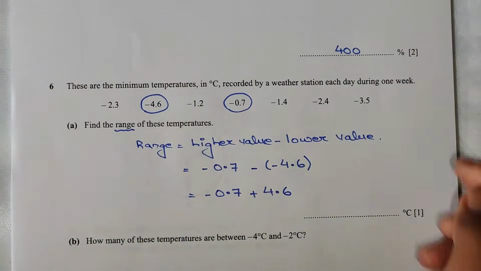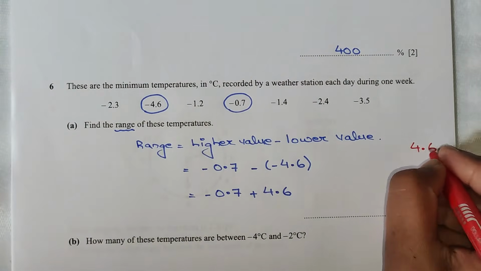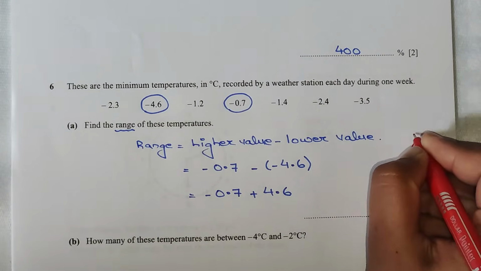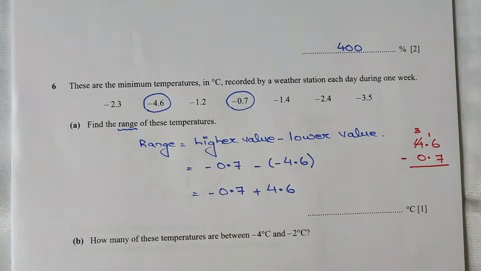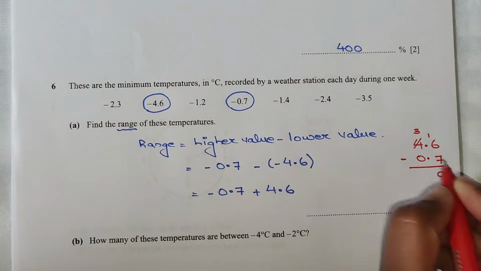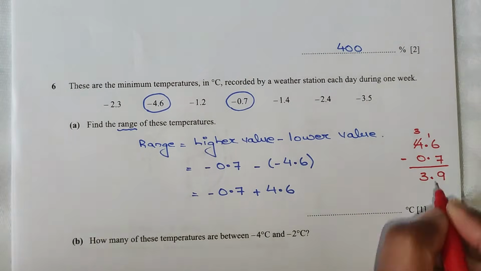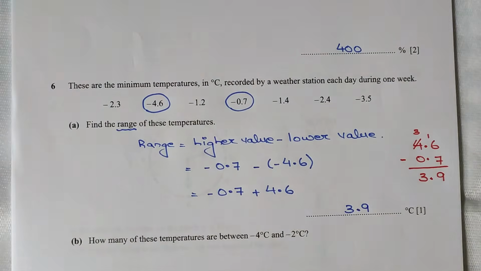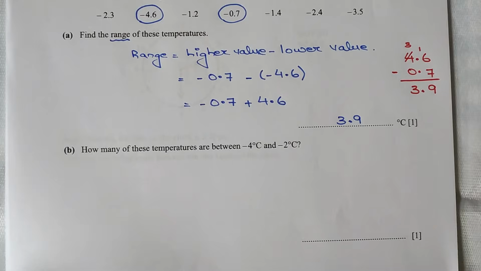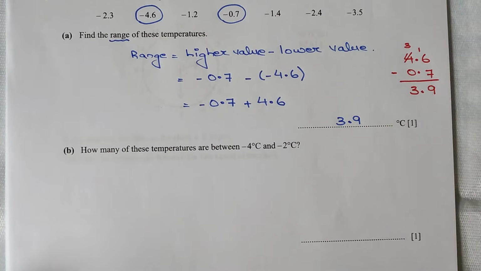So it would be negative 0.7 plus 4.6. So let me do it. So 4.6 subtract 0.7, we have 3 over here, and 16. Now what is 16 minus 7? 16 minus 7 would be 9, and 3 minus 0 would be 3. 3.9 degrees Celsius.